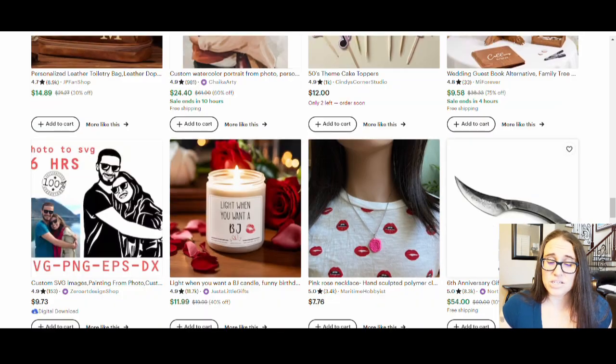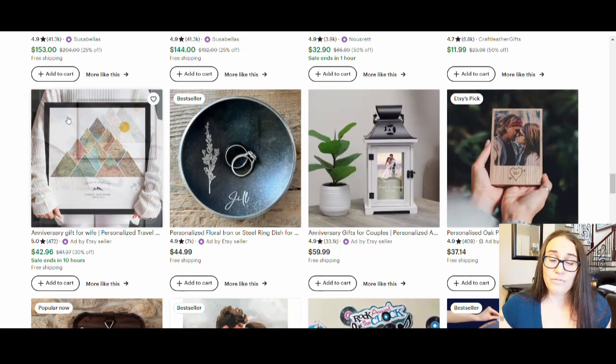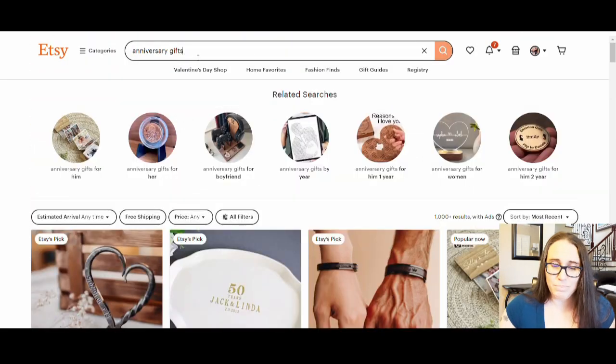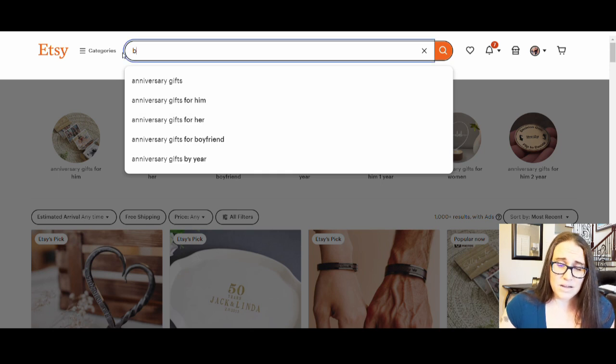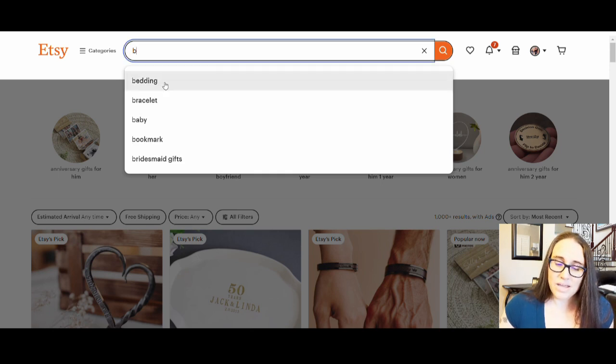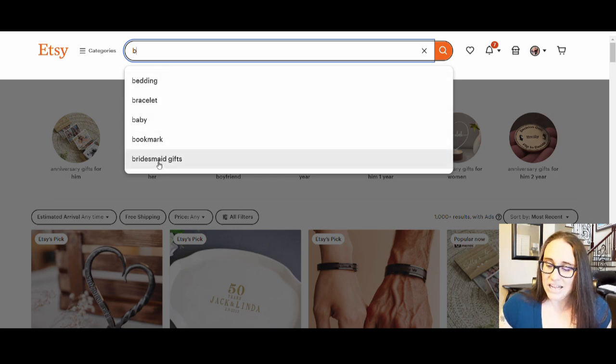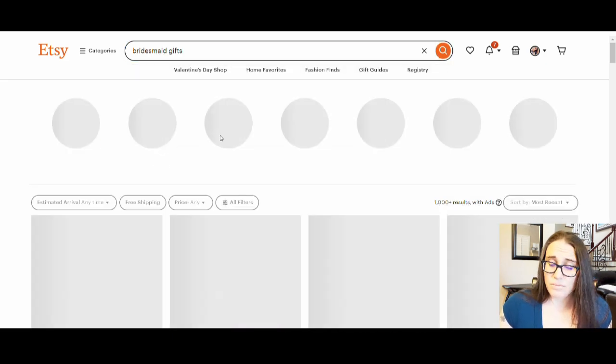And we can repeat this process for every letter of the flippin' alphabet. So I put in A and came up with that. What if I hit B? I've got bedding, bracelets, baby, bookmark, and bridesmaid gifts, right? Those are easy things. So let's go with bridesmaid gifts, and it is going to pop up with bridesmaid gifts.